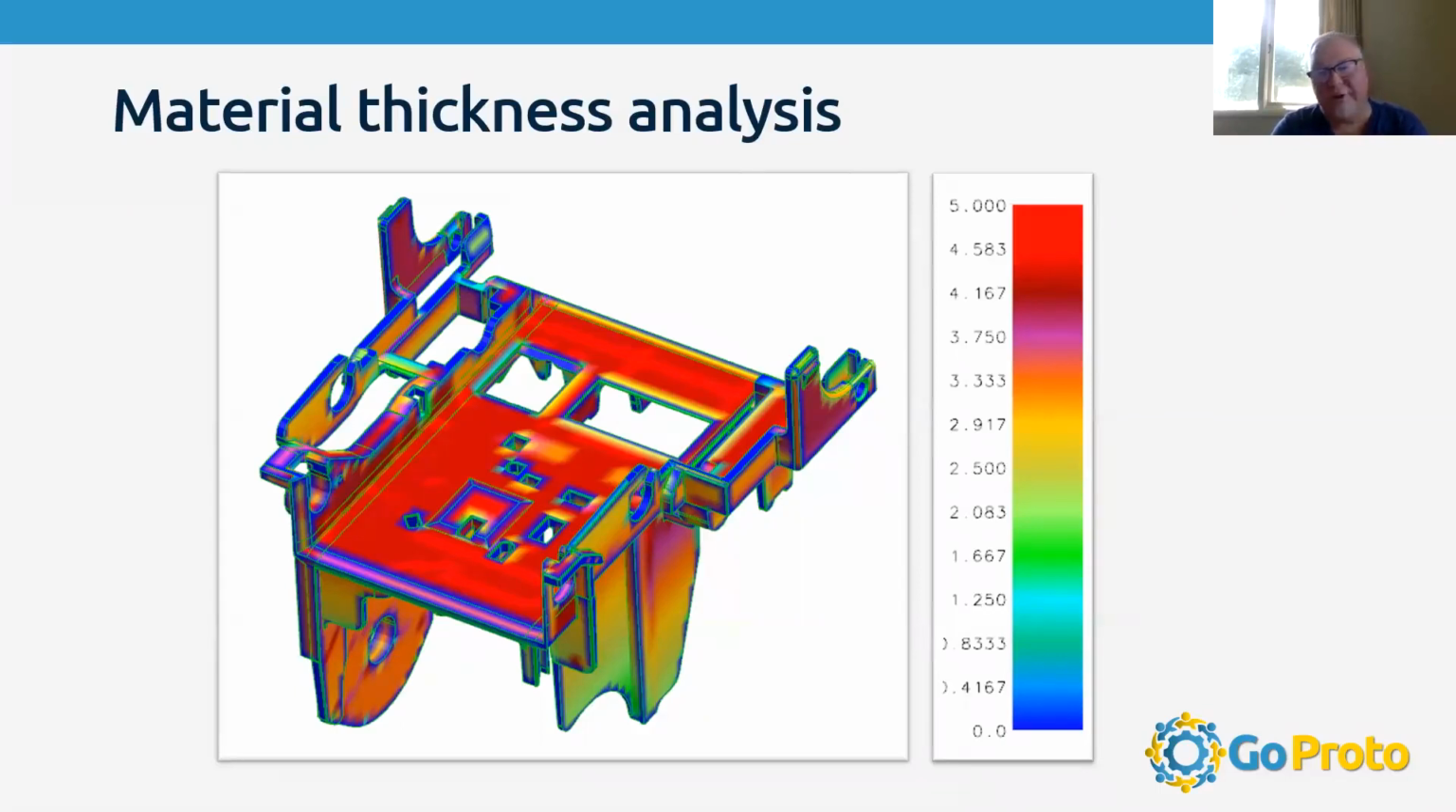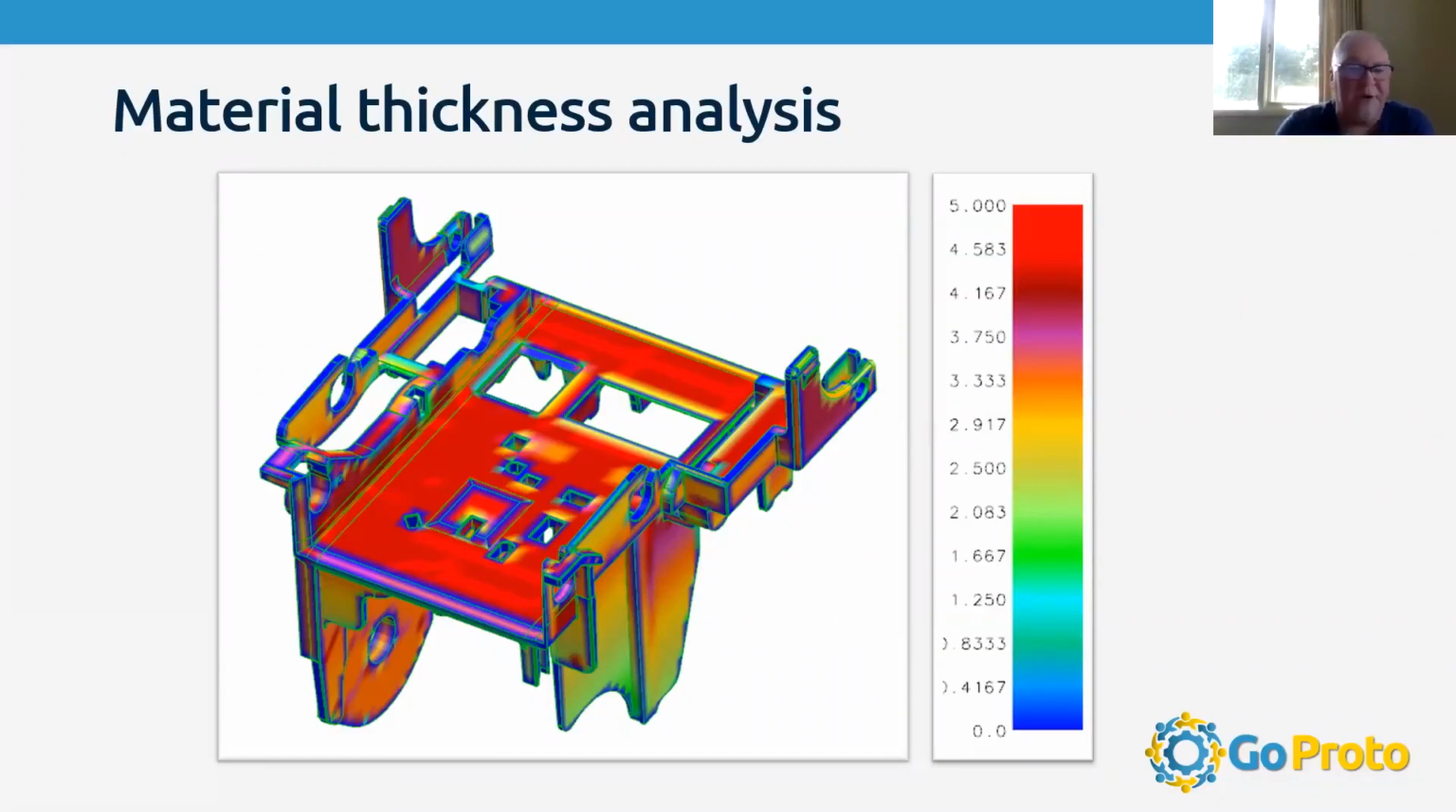We're going to look for inconsistent walls that could lead to potential sink issues. Sink is where the thick and thin sections might come together, and on the opposite side, it's going to pull that surface in. So sink is something that we're going to identify.